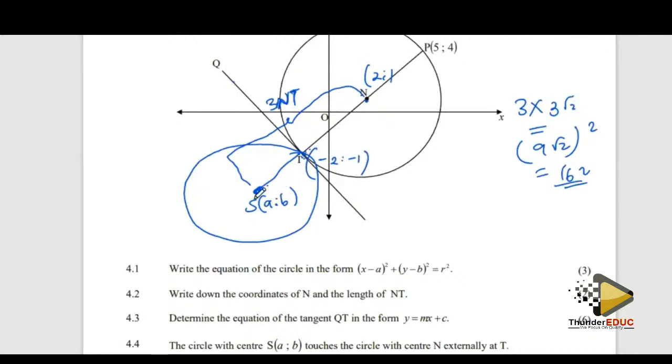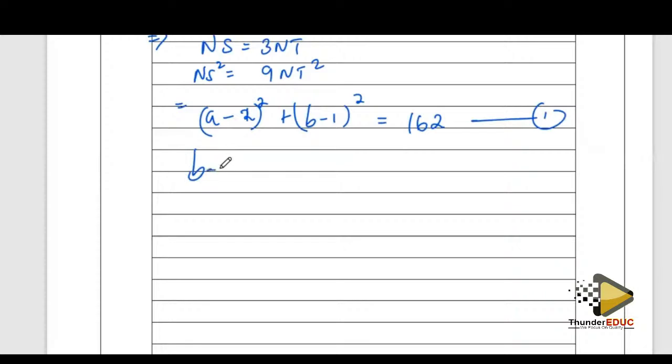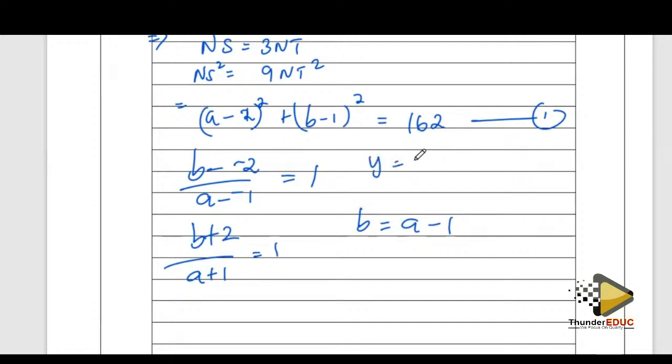So let's try to get the gradient of this and equate it to the gradient of that line that we got as +1. So we're going to say b minus -2 over a minus -1 must give us 1. So b plus 2 over a plus 1 must give us 1. Let's make b the subject, which is a minus 1. Or alternatively, from that equation of y = x minus 1, if you replace b and a, you straight away get to that.